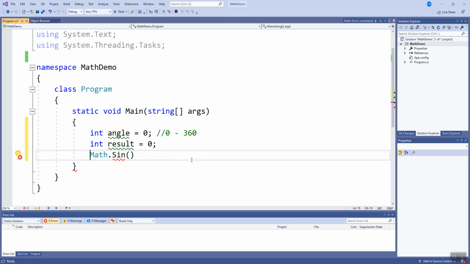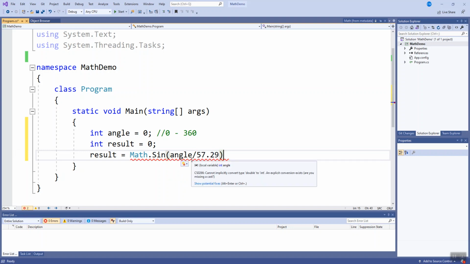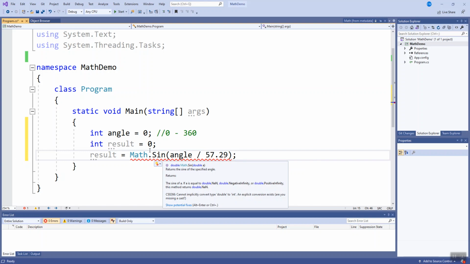Fine. Result equals angle divided by 57.29, semicolon. All right. Now this seems like it should be a legitimate statement, right? But it's obviously giving us an error message. So let's talk about this error message and what we have to do to fix it.